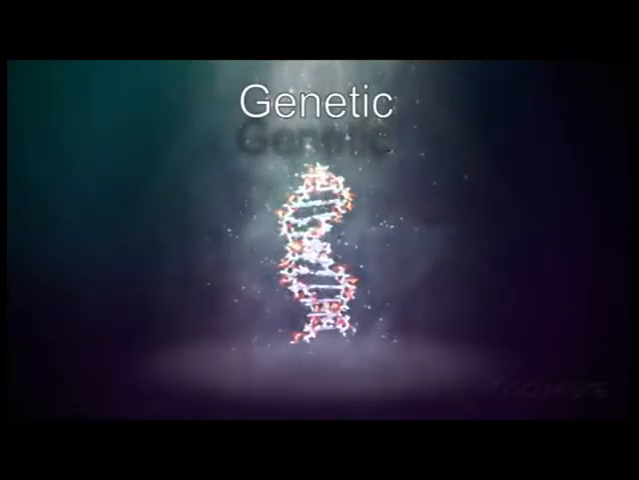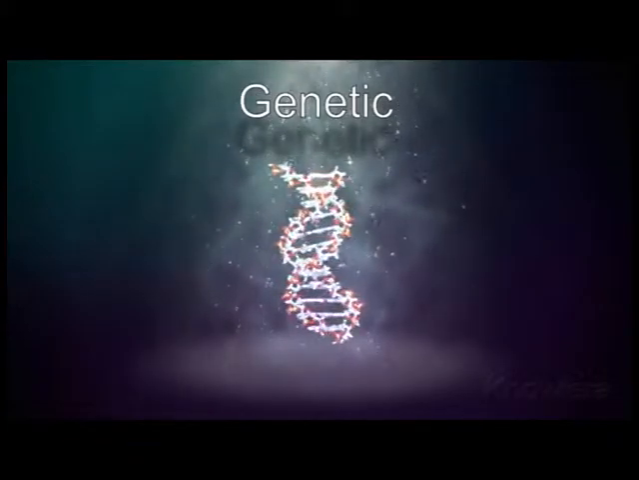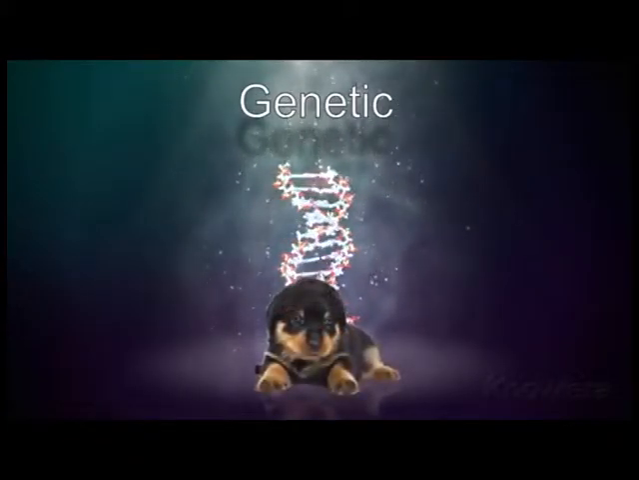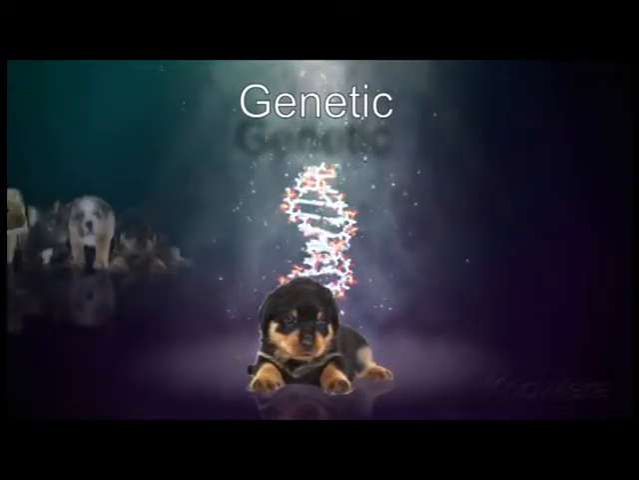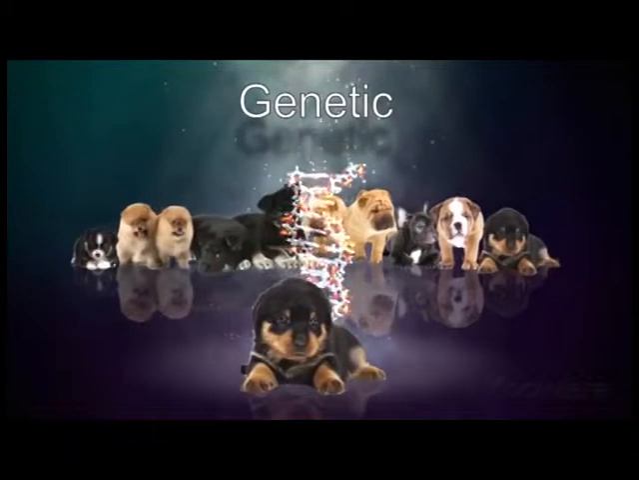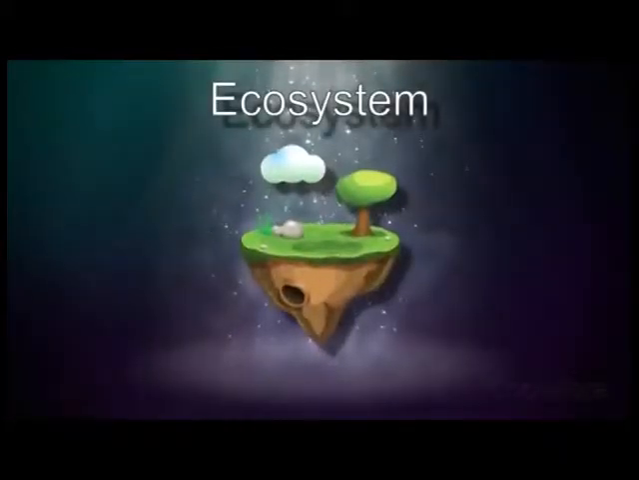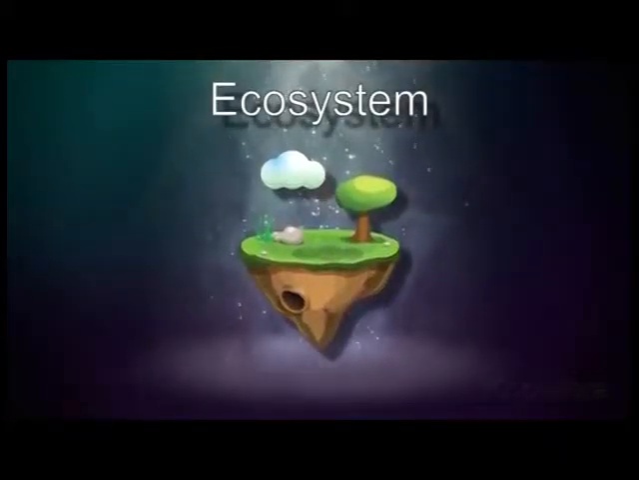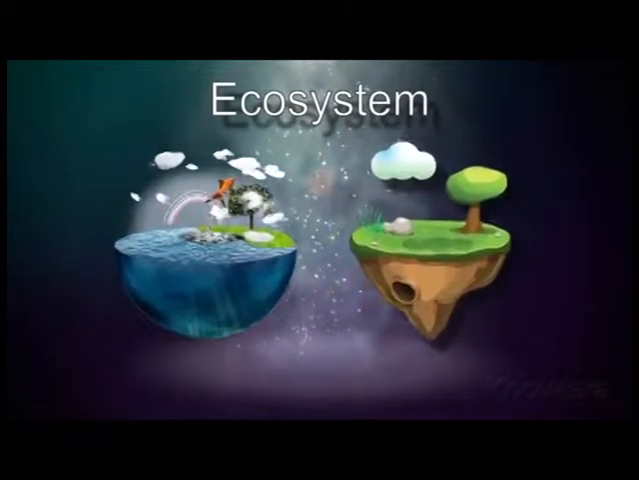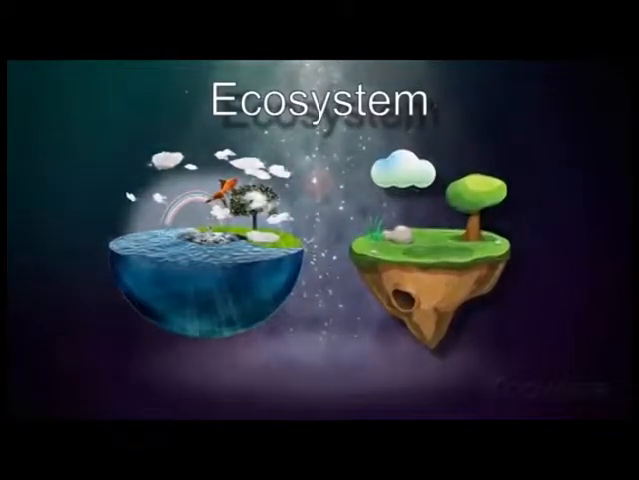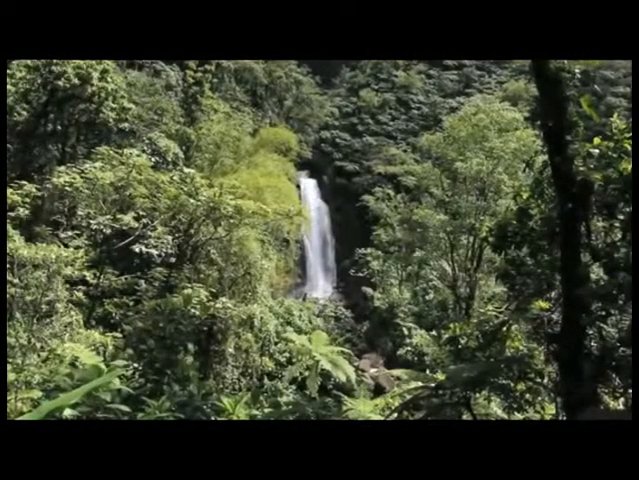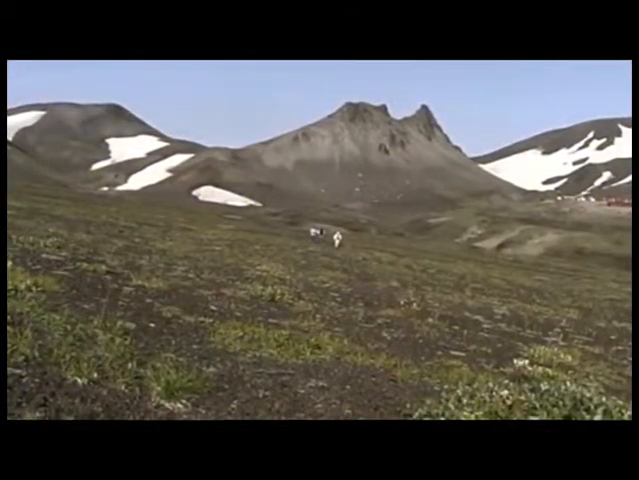Genetic biodiversity means that the genes within a species vary. For example, all dogs belong to the same species, but there are many different breeds that have genes for different traits, such as size, color, and coat type. Ecosystem biodiversity means that ecosystems, communities of living things, are different from one another. For example, some ecosystems are warm and wet like tropical rainforest, and others are cold and dry like Arctic tundras.